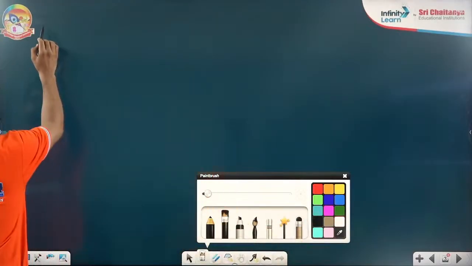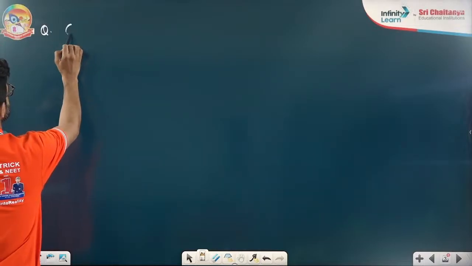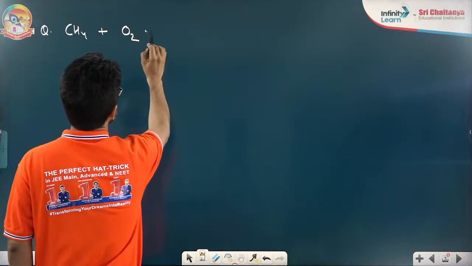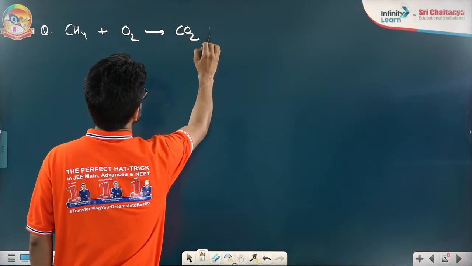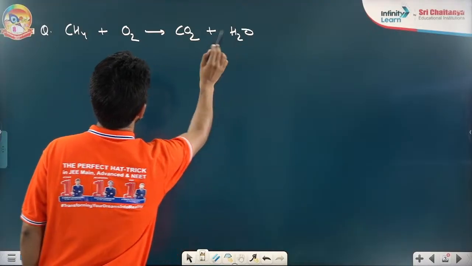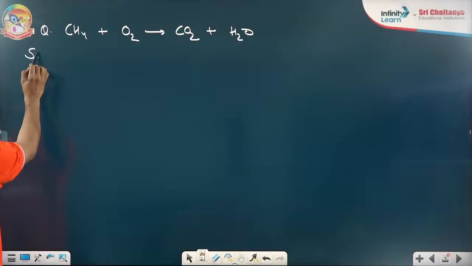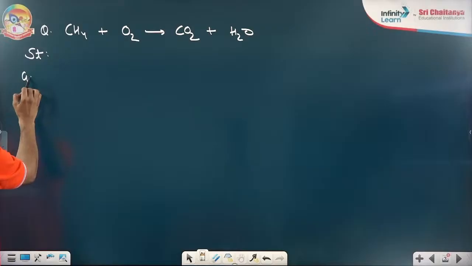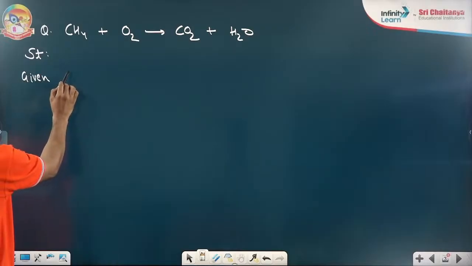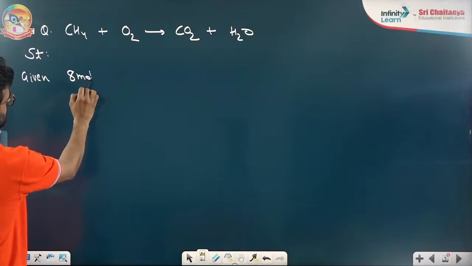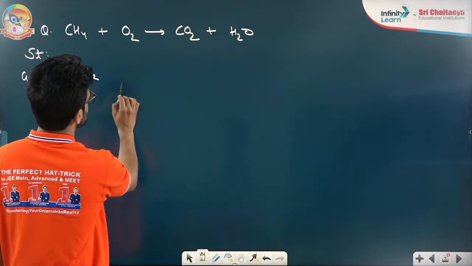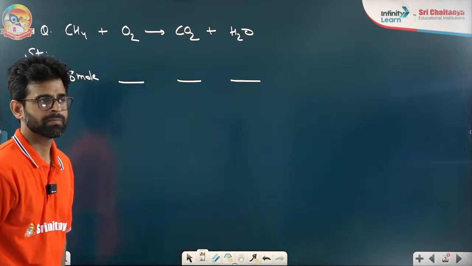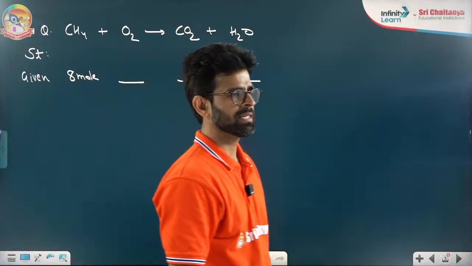Look at this. Imagine I am taking some more equations. We are doing combustion of methane: CH4 plus O2 gives CO2 plus H2O. First of all, balance it by yourself. Write the stoichiometric ratio, the molar ratio, by yourself. And then, imagine I took 8 moles of methane, so how many moles of O2 do I need? It will produce how many moles of CO2 and how many moles of H2O?